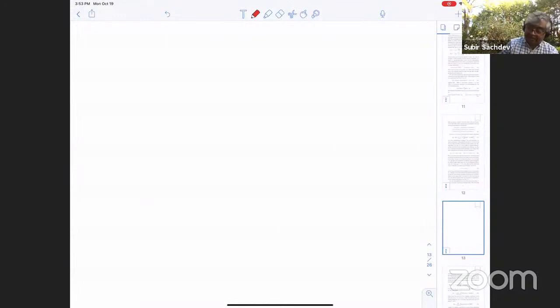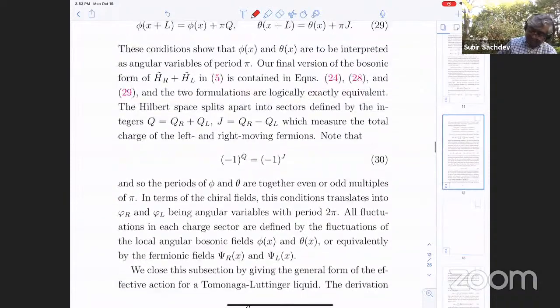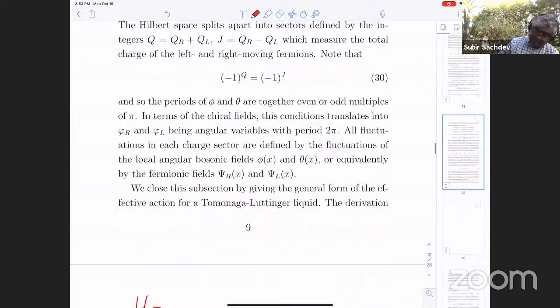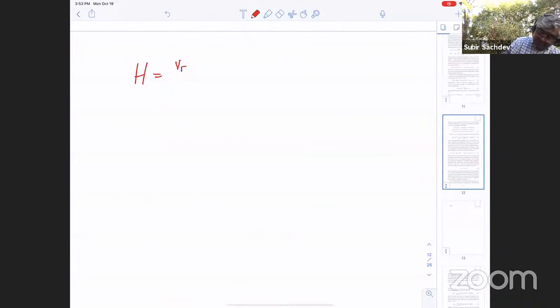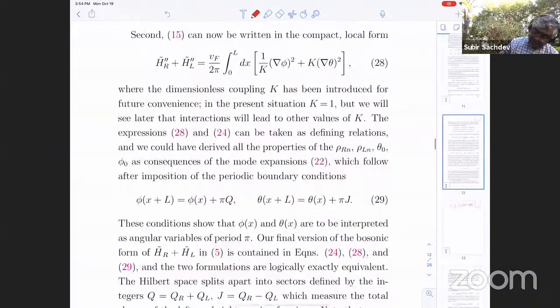I have to remember the factors of 2 pi a little bit. Yeah, so it's v_F over 2 pi, integral dx times grad theta squared plus grad phi squared. And the commutation relation was phi commutator with theta.